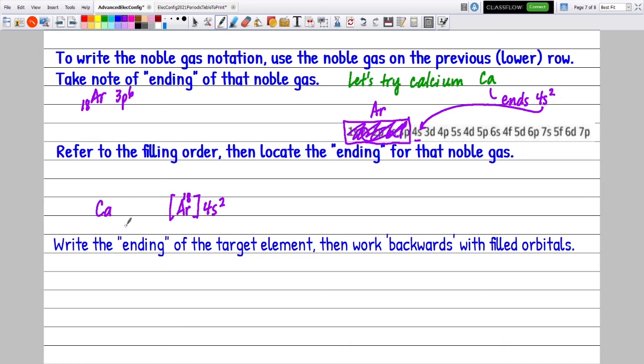And how will we check that this is correct? Take a look at the numbers. See this number that we wrote above argon? The argon configuration accounts for the first 18 electrons plus 2. Does that add up to the number of electrons we expect for calcium? Sure it does. It's 20.